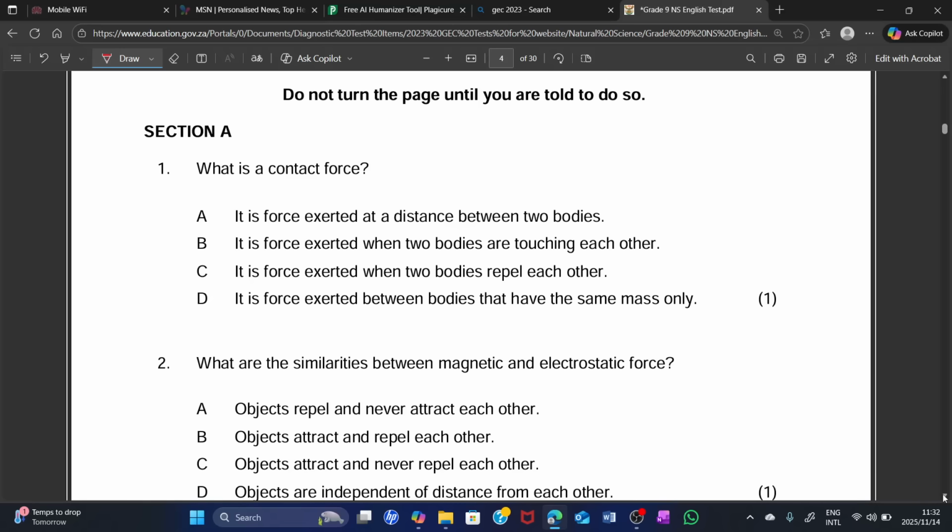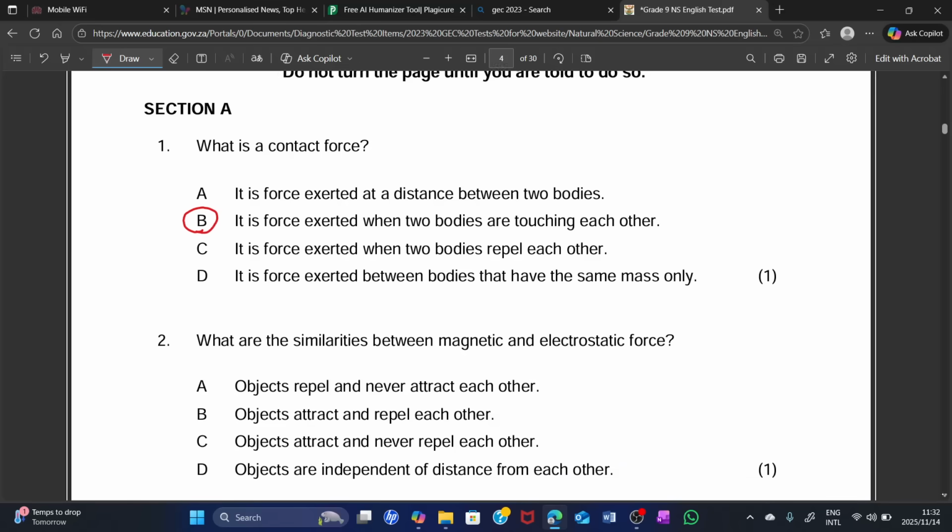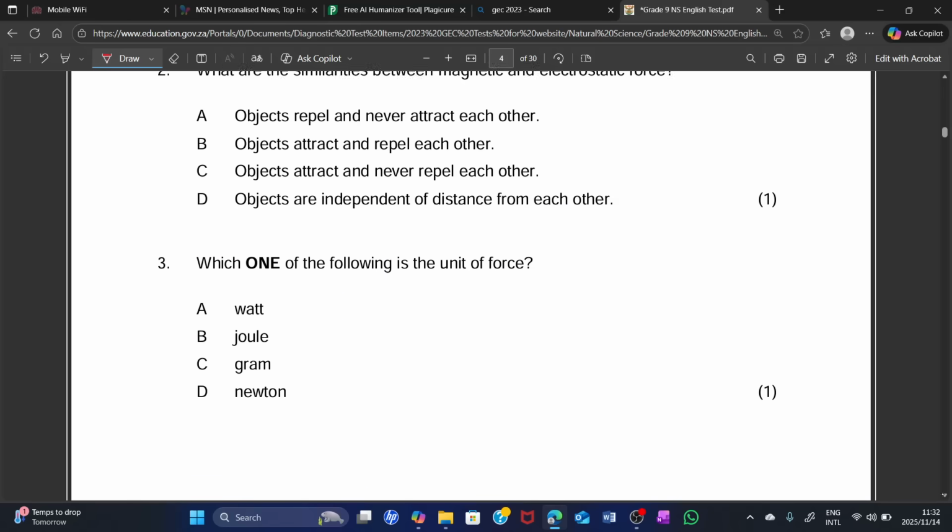Now, the first question is, what is the contact force? Is it a force exerted at a distance between the two bodies? No. It is the force exerted when two bodies are touching each other. Yes, that is the answer. The answer is B for question 1. All right, let's go to the next one.